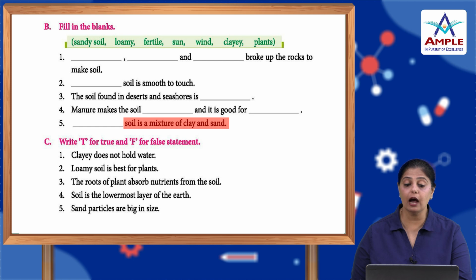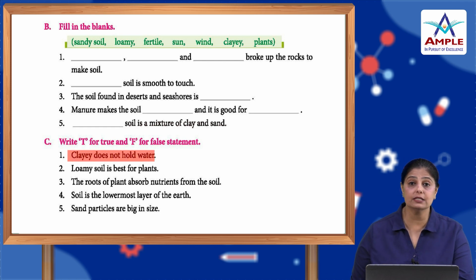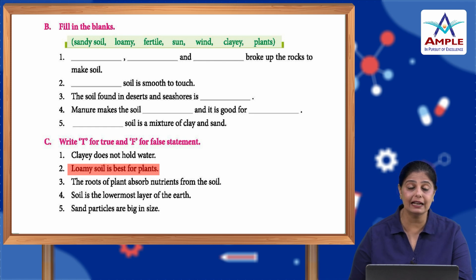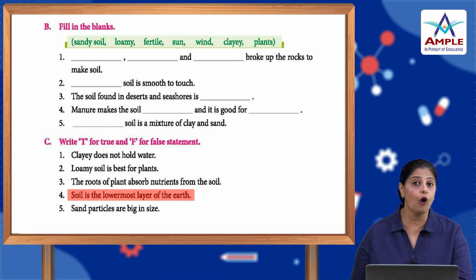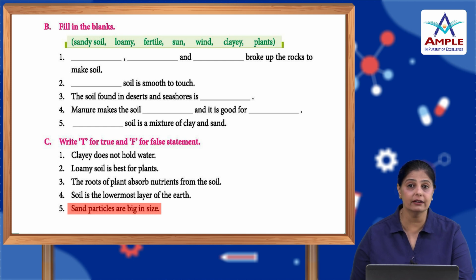Alright. So, children, now let us move on to the true and false section. Clay soil does not hold water. This is false. It holds water. Loamy soil is best for plants. Yes, because it has both the qualities of sandy as well as clay soil. The roots of plants absorb nutrients from the soil. Absolutely true. Soil is the lowermost layer of the earth. False. It is the topmost layer of the earth. Sand particles are big in size? Yes, they are bigger in size.